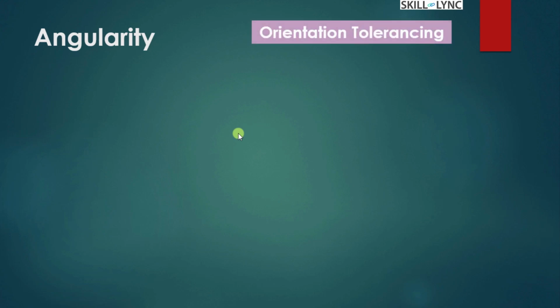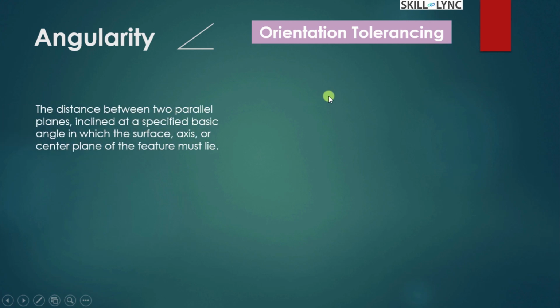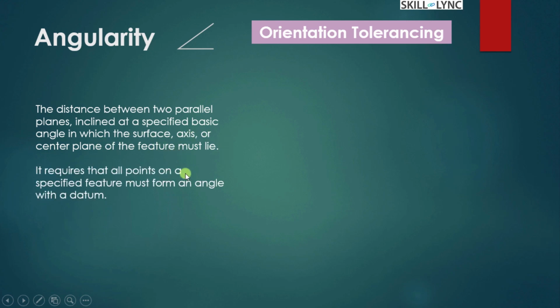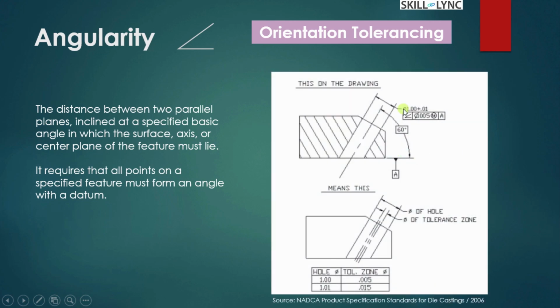So angularity is the orientation tolerance that is represented by this symbol. What it denotes is the distance between two parallel planes inclined at a specific basic angle, within which the surface or axis or center plane of the feature must lie. It means that all the points on the specified feature must form an angle with the datum reference. So this is where your datum comes in.